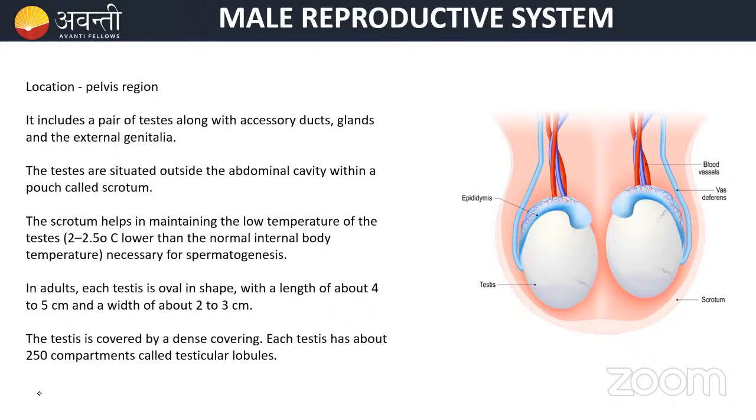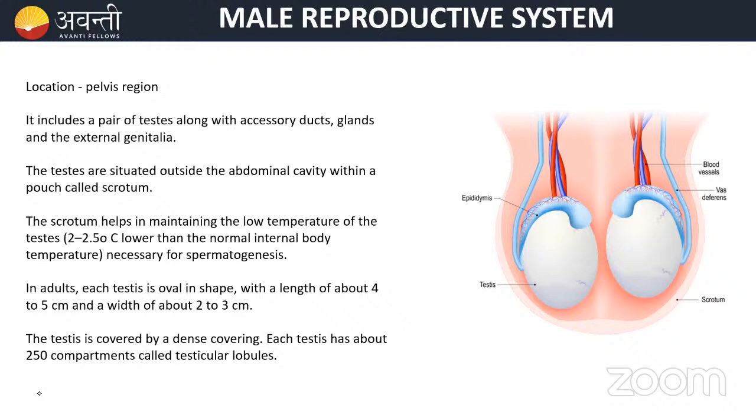The testes are present in pairs and they are located in a pouch-like structure which is called the scrotum. The scrotum acts as a thermoregulator. It maintains the low temperature of the testes, 2 to 2.5 degrees Celsius lower than the normal internal body temperature. This temperature is necessary, mandatory, for spermatogenesis. That is why the scrotum is also known as a thermoregulator.